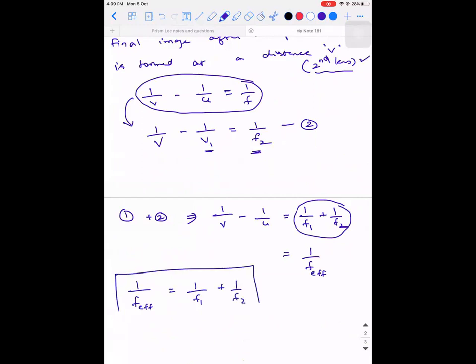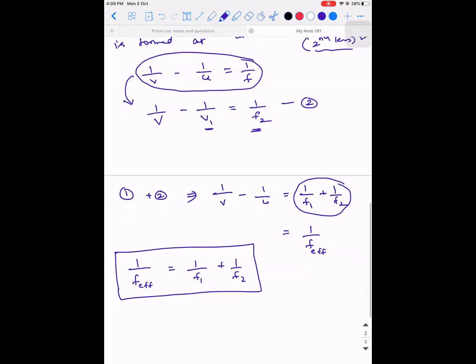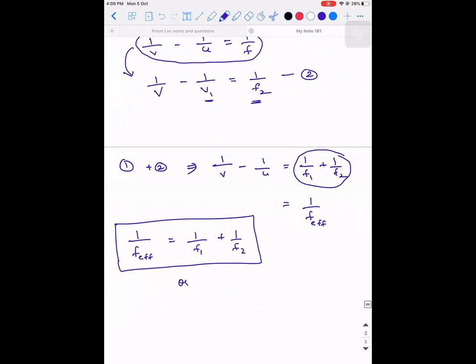So from this, what can you conclude? If there are two thin lenses kept in contact with each other, then what is the relation between the effective focal length and the individual focal lengths? 1 by f effective is equal to 1 by f1 plus 1 by f2. And what is 1 by f effective called? It is the effective power: P effective is equal to P1 plus P2. Accepted? So these are the two important relations we need to have in mind.